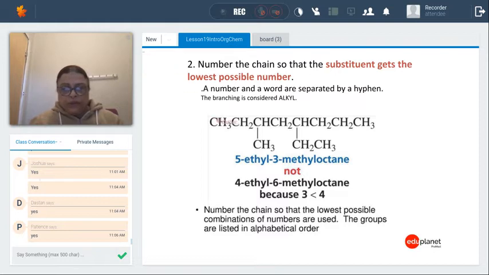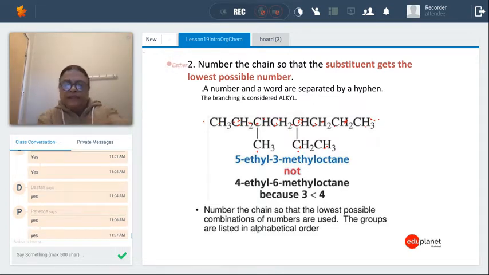You have a molecule, 1, 2, 3, 4, 5, 6, 7, 8. Other paths give only 6 or 7. So clearly this is an octane. And I count this way, 1, 2, 3, 4, 5, 6, 7, 8. So this is clearly an octane. So far, so good?